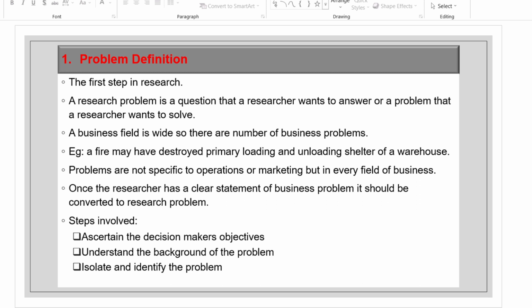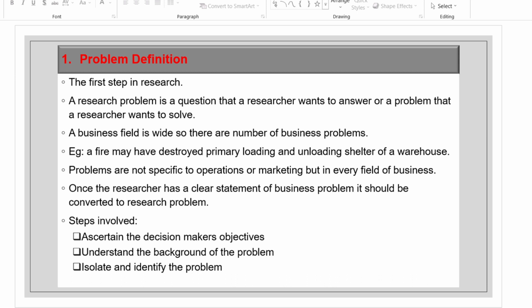So many studies are possible in the field of business. Now the problems are not specific. That means only this area of the business is facing problems. Not like that. As much of areas are there, there may be that much of problems itself. So the problems are not specific to a certain area of the business. Now once the researcher has a clear statement of business problem, it should be converted into a research problem. Steps involved in problem definition. This is one of the question asked in last year question paper.